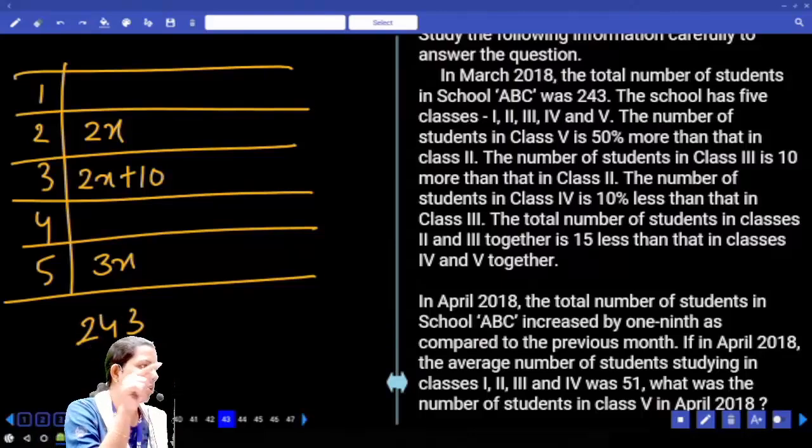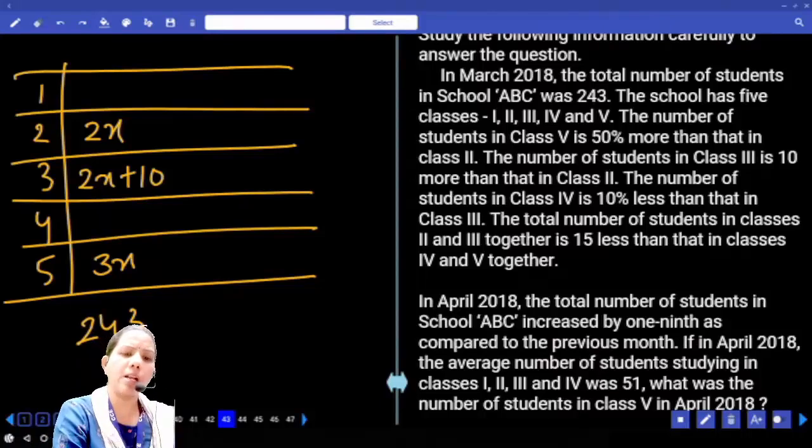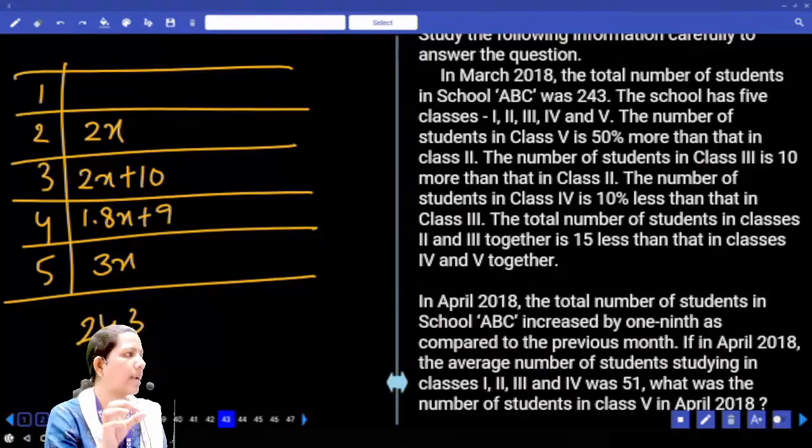Next information. The number of students in class 3, percentage is in fraction format, 90 by 100. 90 by 100 means 0.9. Just class 2 is multiplied with 0.9. 0.9 into 2x means 1.8x and next 9. 10 into 0.9 is only 9.